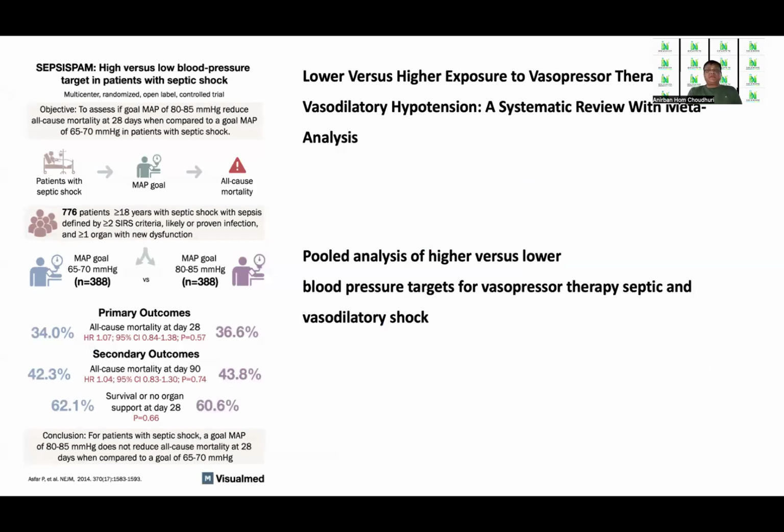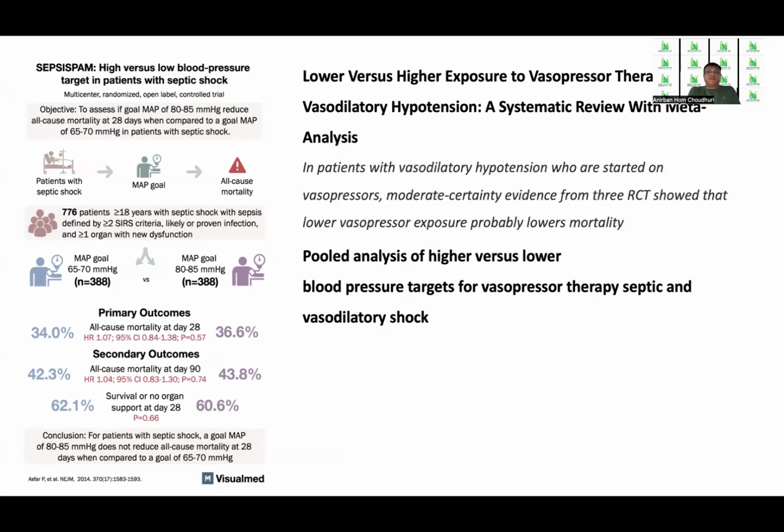Then again, this was a systematic review with a meta-analysis on lower versus higher exposure to vasopressor therapy. And this came after the publication of the SEPSISCAP study, which compared high versus low pressure targets in patients with septic shock, with the primary outcome being all-cause mortality at 28 days and the secondary outcome being all-cause mortality at 90 days. So the pooled analysis of this study showed higher versus lower blood pressure targets for vasopressor therapy in septic and vasodilatory shock.